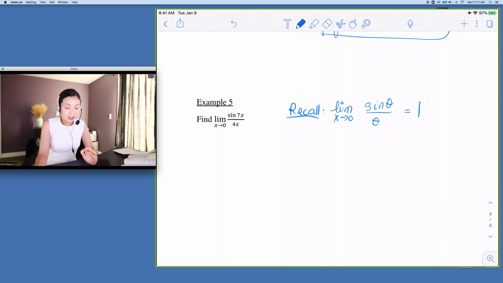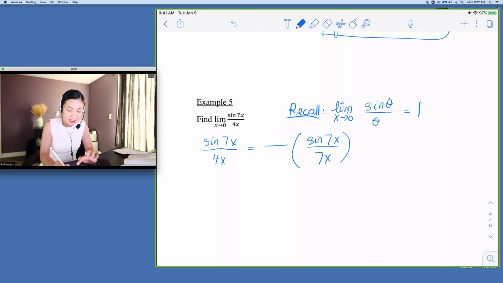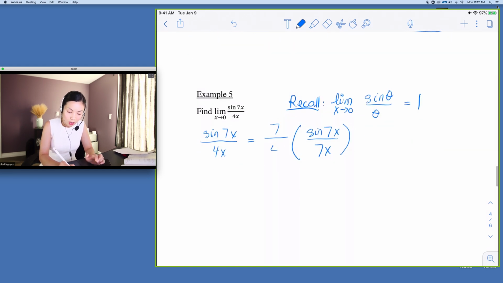Now, I really need to rewrite the function so I can get sine of 7x over 7x instead of 4x. So how do I do that? Sine of 7x over 4x. Okay, so the goal right here is to get sine of 7x over 7x. Okay, you can see that we have 7x. We want 7x on the bottom. So I need to cancel out the 7, right? So I can put the 7 on top here. But I still have the 4 on the bottom.